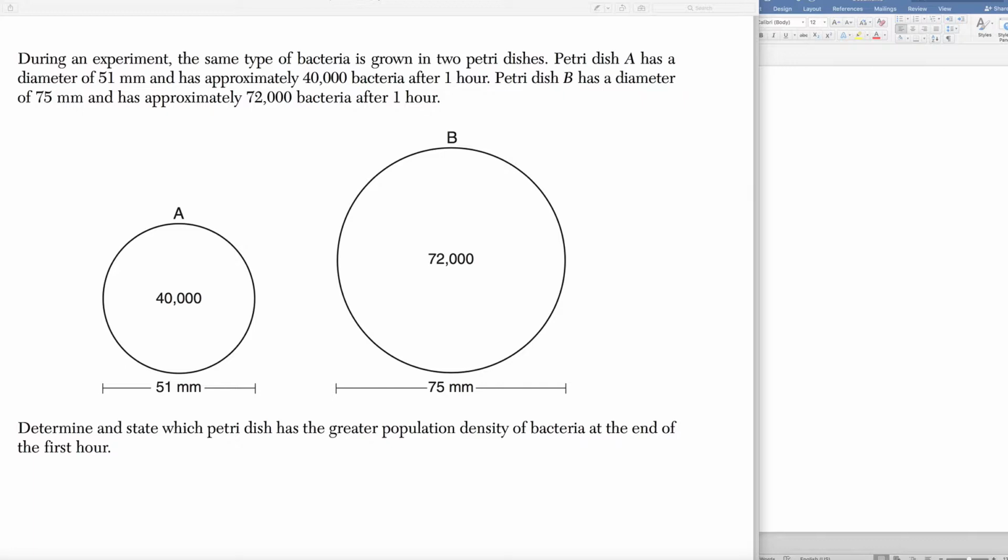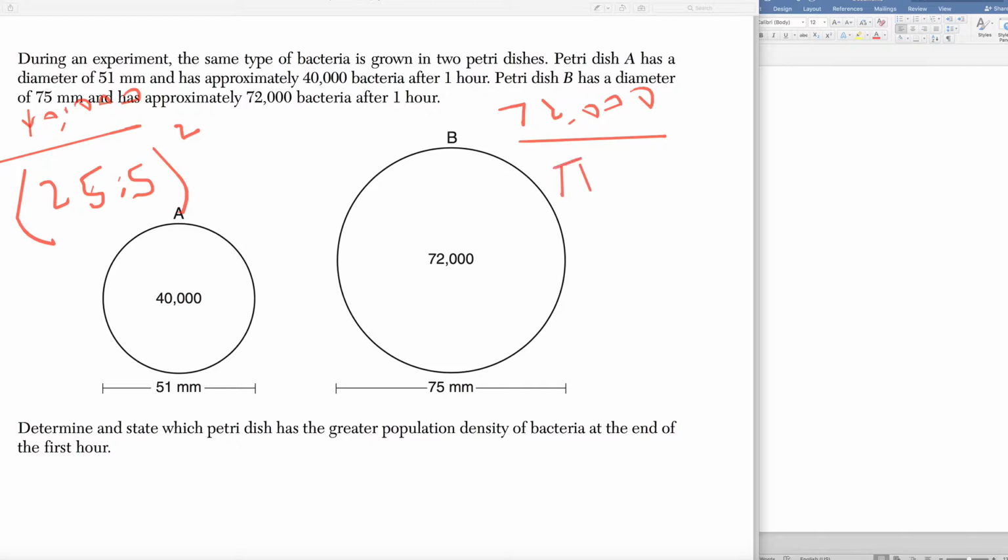So here you have 51, half of it would be 25.5, right? 25.5 squared is the radius, so pi times this, 40,000 over that. And then you would do the other one, which is 72,000 over pi 75 squared, and I don't know which one is more dense. It looks to me like B is more dense, yeah.